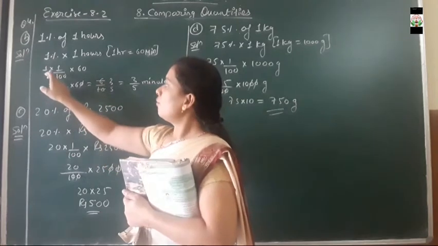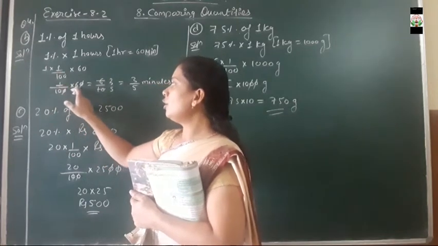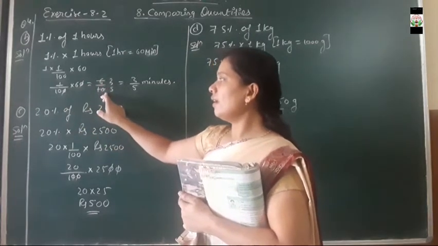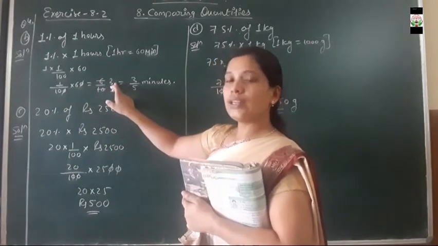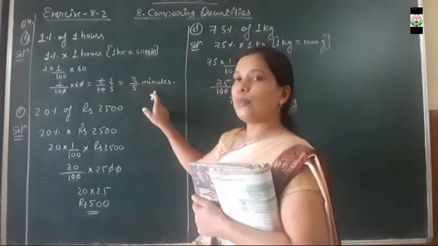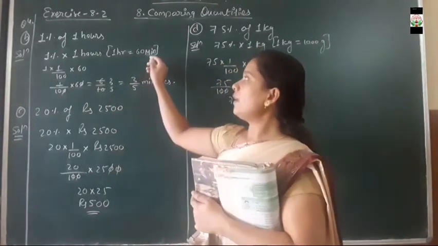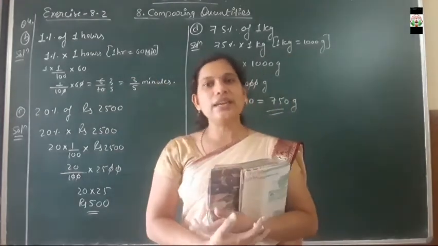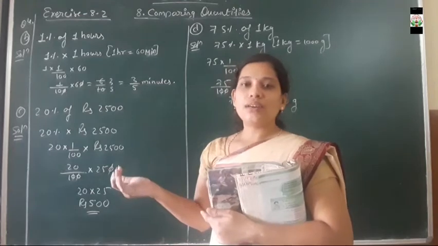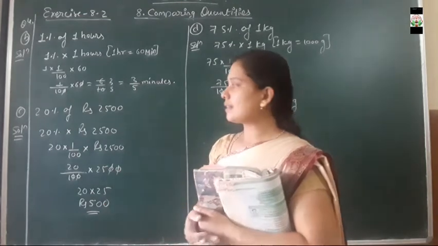So here 1 into 1, it will be 1 upon 100 into 60. So here 0 will get cancelled. 6 upon 10. 6 and 10 will get cancelled by the table of 2. The answer will be 3 by 5. Therefore 3 by 5 minute is the answer. If in place of minute you are going to take second, the answer will be 36. Okay. Convert this minute into second, you will get the required answer.